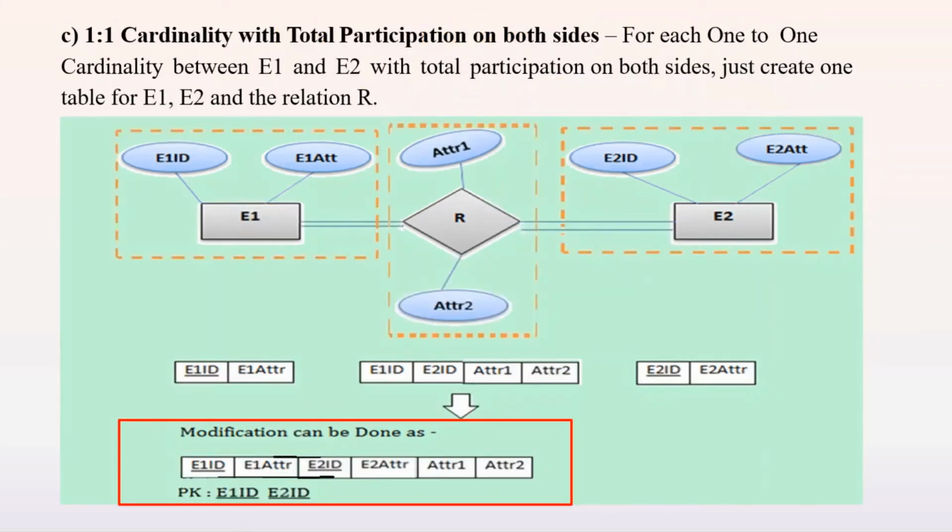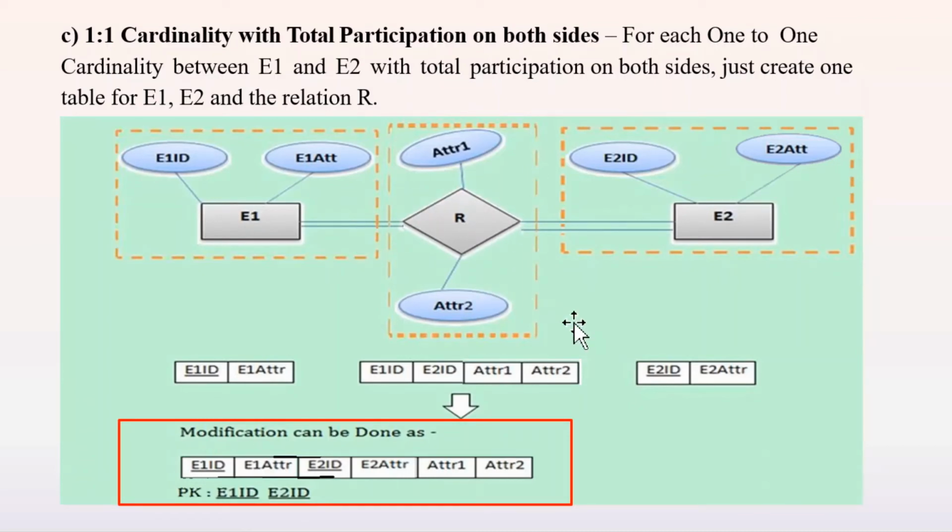Next case is if we are having total participation on both sides, which means total participation with one-to-one cardinality, so the minimum participation is 1 and the maximum participation is also 1. If you are not clear with these concepts, please go through the previous lectures. Minimum and maximum participation both being 1 means exactly one entity is participating from both sides. In this relation, only one E1 entity and exactly one E2 entity are participating in the relationship.